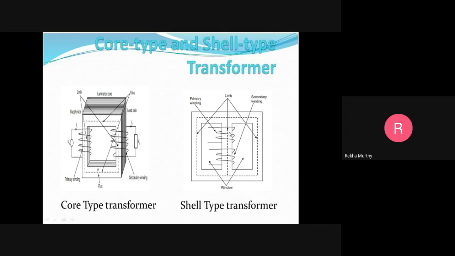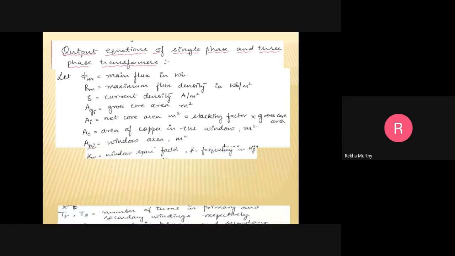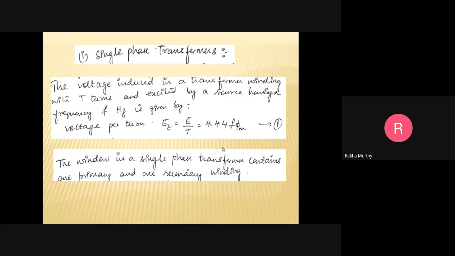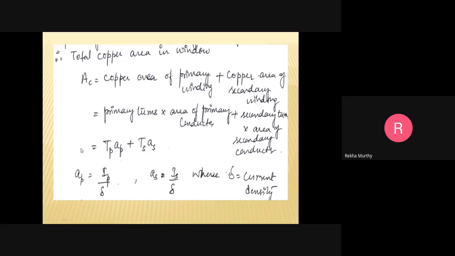ಇದರಲ್ಲೂ ಅಷ್ಟೇ 2 windows ಇರುತ್ತೆ. one windowದಲ್ಲಿ ಒಂದು primary ಇರುತ್ತೆ ಮತ್ತೆ ಒಂದು secondary ಇರುತ್ತೆ. So in that criteria, for a single phase, you can say that one window of a single phase transformer will contain one primary and one secondary winding. So that is why this parameter is obtained by multiplying by 1. So AC can be written as product of ampere turns for both primary as well as secondary.